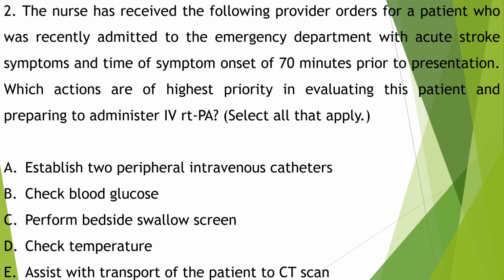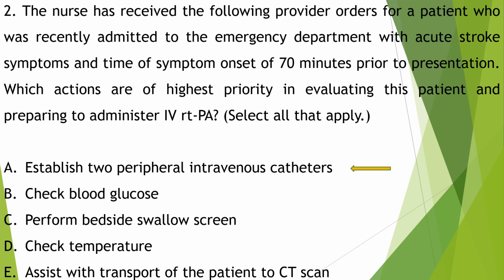So, 2 peripheral IVs should be inserted in anticipation of administering IV RTPA. One will be for RTPA infusion and other medication, and the other will be for drawing blood, since venipuncture is discouraged for 24 hours after RTPA administration. So insertion of 2 peripheral catheters are required.